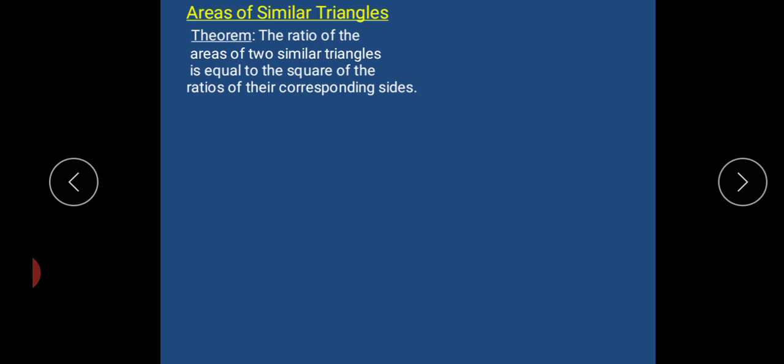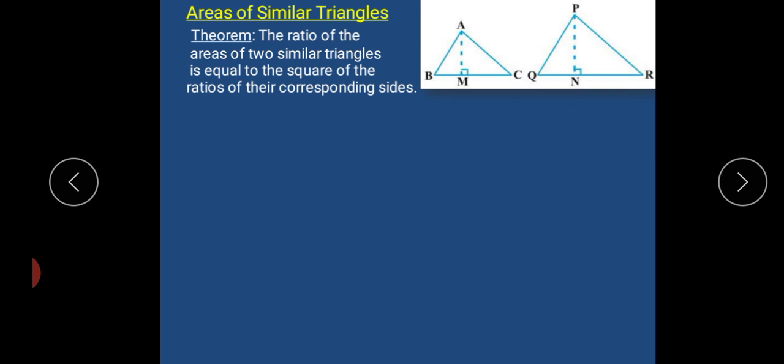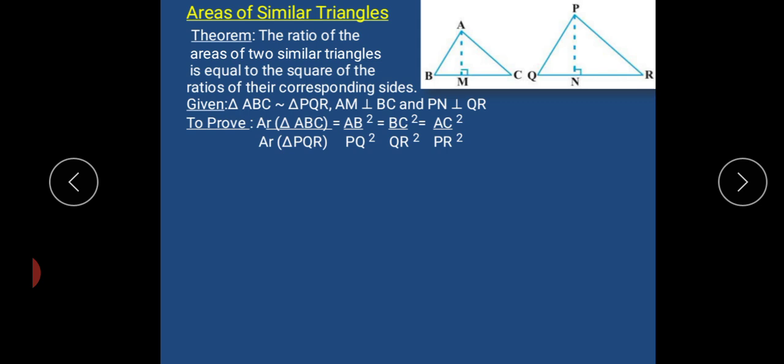The ratio of the areas of two similar triangles is equal to the square of the ratios of their corresponding sides. What does it mean? I'll explain it to you with the figure. Here is the figure. There are two triangles, ABC and triangle PQR, which are similar. Given triangle ABC is similar to triangle PQR, and AM is drawn perpendicular to BC and PN is drawn perpendicular to QR.